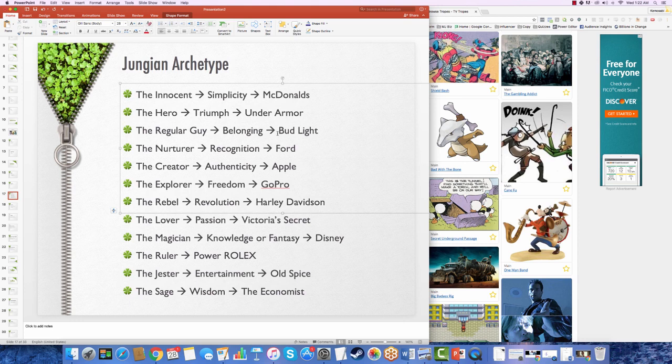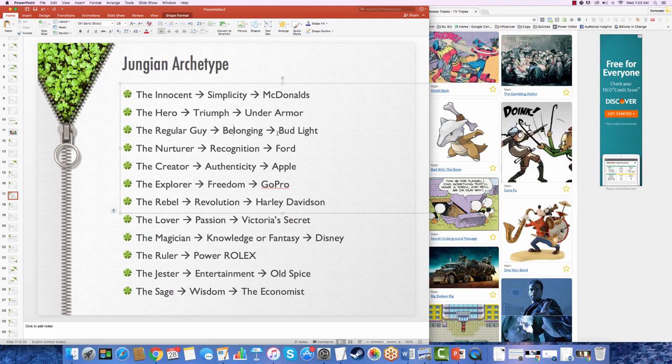Calvin Klein appeals to that sexy guy who actually wants to be viewed as sexy, perhaps the person who works out a lot or the male model or the person who was always seen as attractive when they were younger. That's a good example of a male version, but the obvious female version is Victoria's Secret. It's completely 100% built on feeling sexy and feeling that you are desired. And that is the lover archetype.